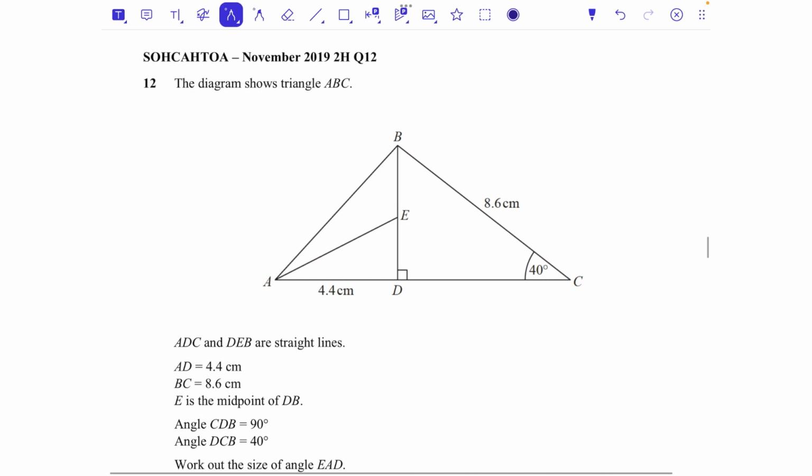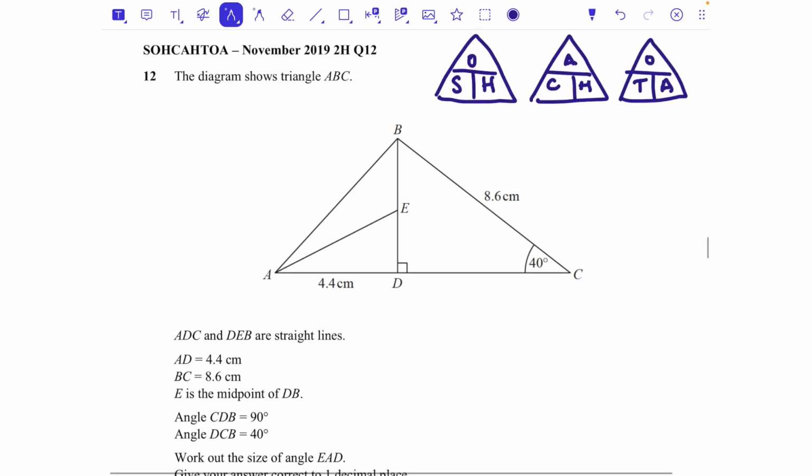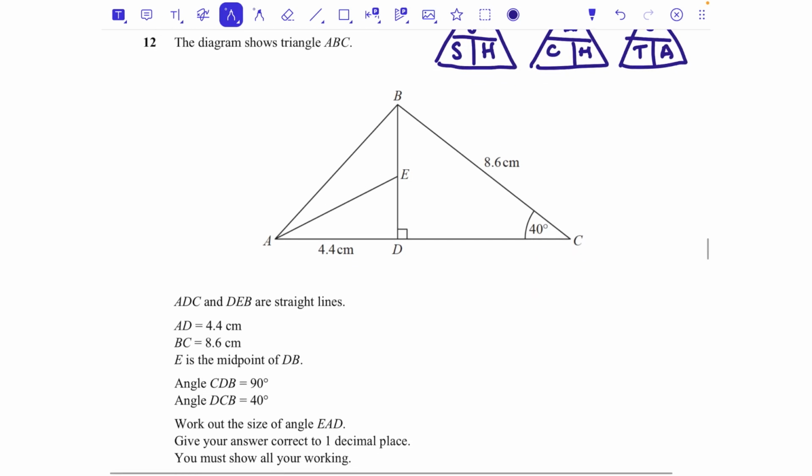Question number 12, and we're doing SOHCAHTOA. So for SOHCAHTOA, you might find it helpful to do those three triangles, write them out. So we've got to work out the size of angle EAD. So this is what we're being asked to work out. I'm just going to pop a little X there so that we know what we're working out.